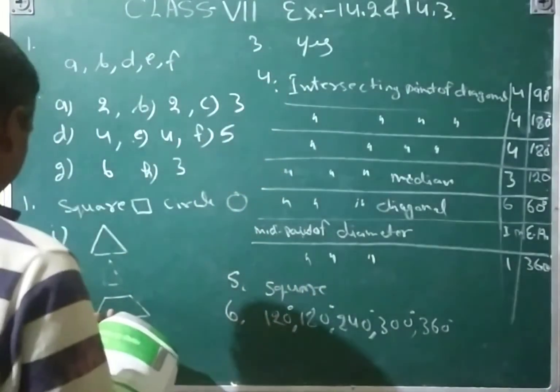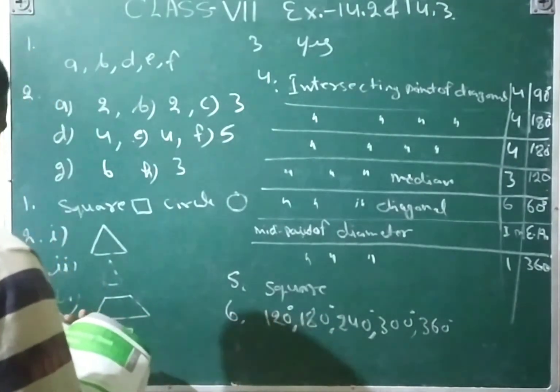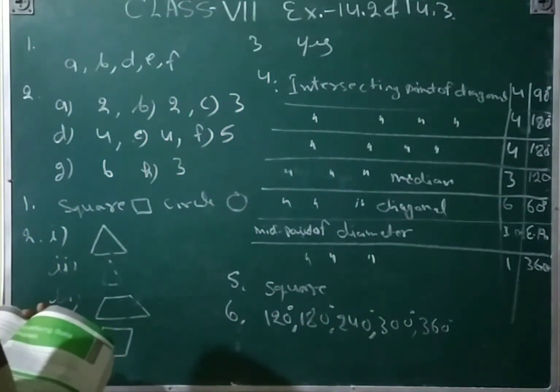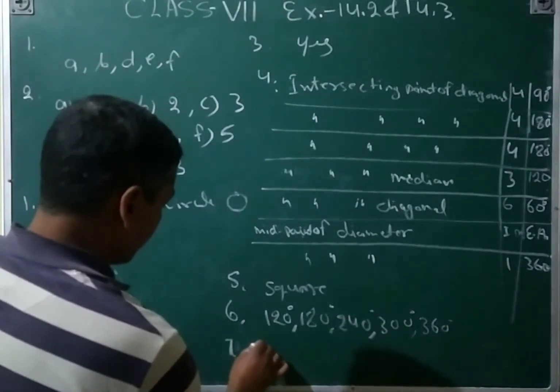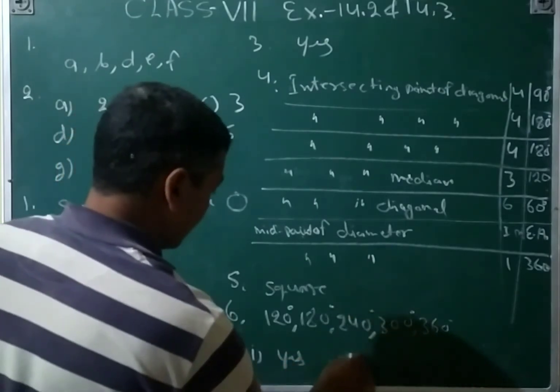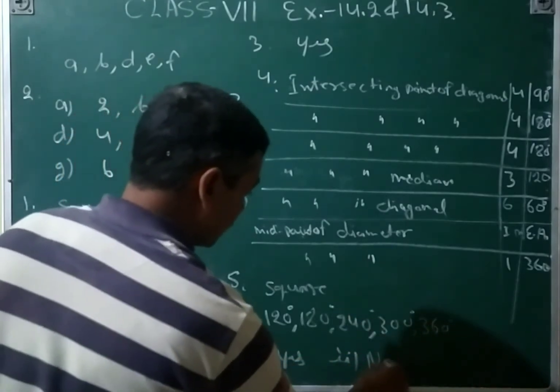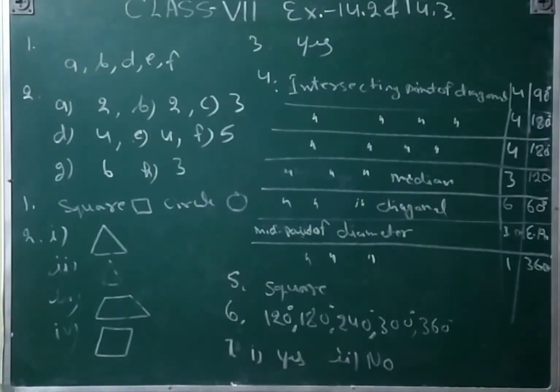Question number 7. Can we have a rotation symmetry of order more than 1 whose angle of rotation is 45? Yes. 7 first, yes. And then 17, that will be no, because you know that the table of 17 can't be cancelled with 360 and the table of 45 can be cancelled with 360. Okay.